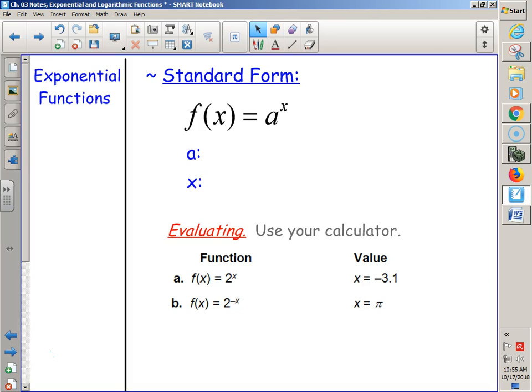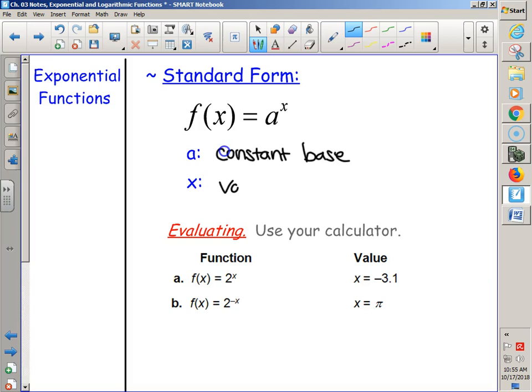Who is he? Well, exponential functions are the guys with constants as bases and variables as exponents, or we could say powers. Exponential functions have constant bases and variable powers.